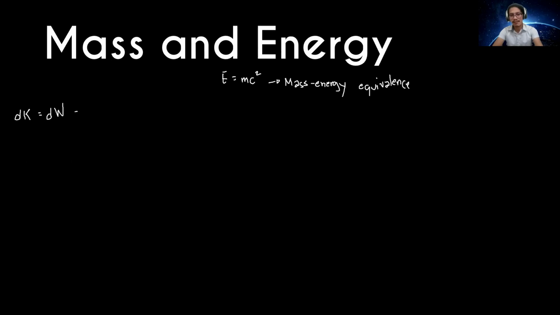Ano ba yung definition of work natin in Newtonian physics? Ang alam natin that work is equal to the force times the change of position, or the dx, the delta x, force times the change of position. That is just the definition of work in classical or Newtonian physics.